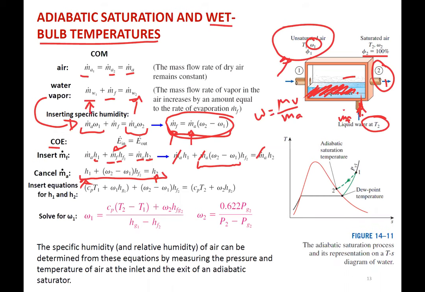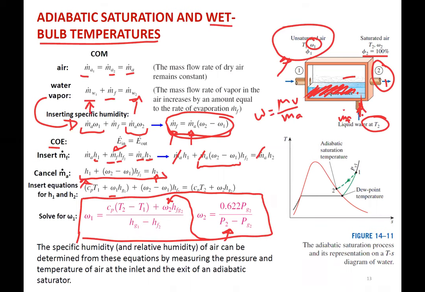Okay. And rearrange for specific humidity at 1. And we get an equation, well, I guess 2 equations, because we need to solve for this, we need to grab this value to plug into here. Okay, it's a lot of steps, right? But that's the equation to get the specific humidity at 1. If we just create this adiabatic saturator, we're saturating the outlet state 2, and knowing that information, we can utilize it to solve for that specific humidity at 1. Okay, so state 2 is basically a wet bulb temperature. And we'll see that on the next slide.